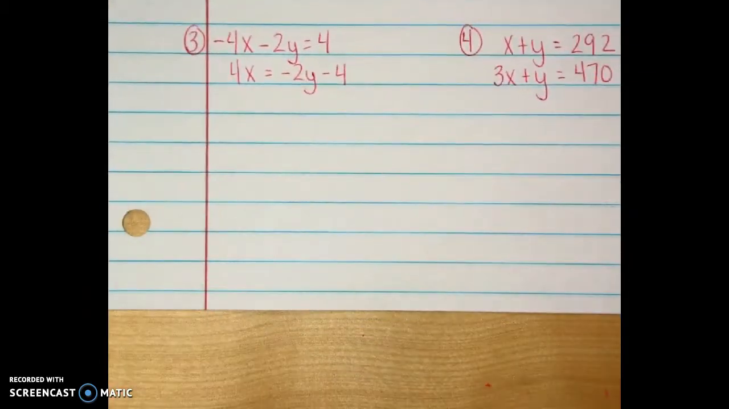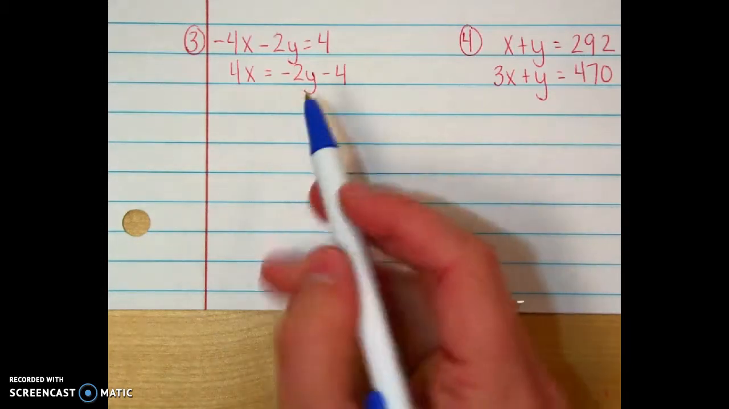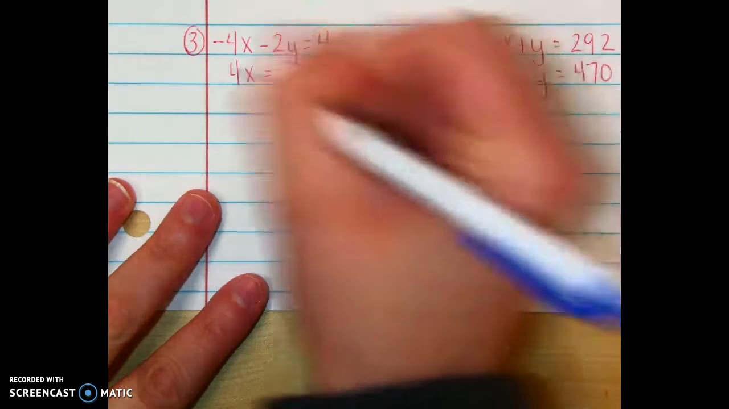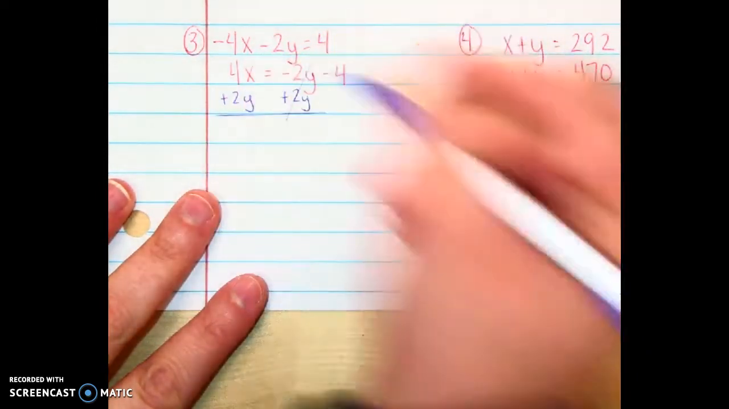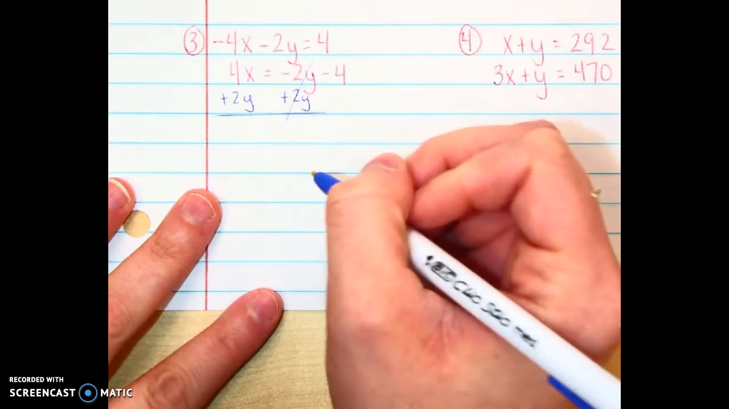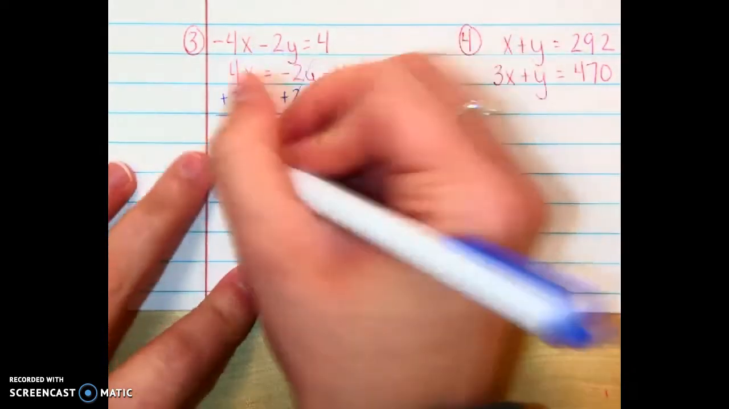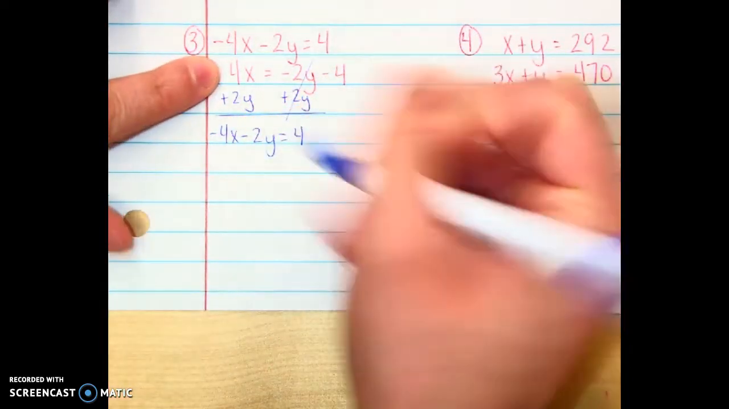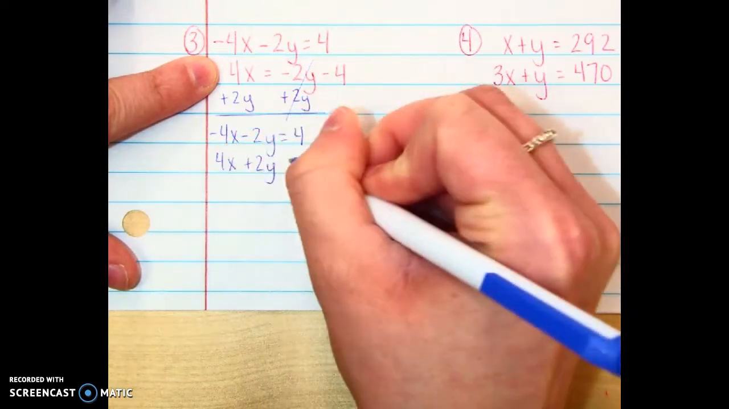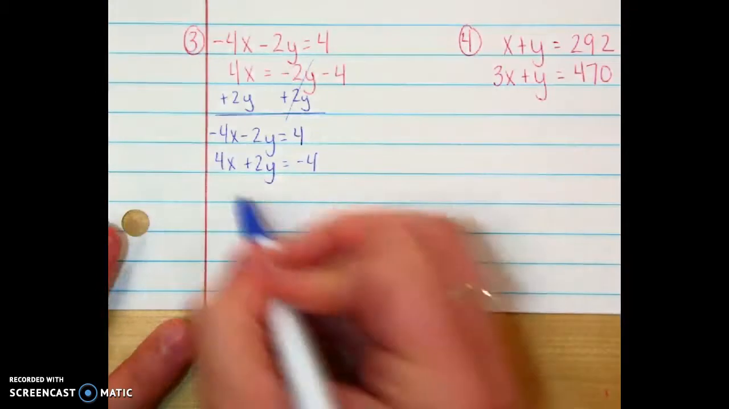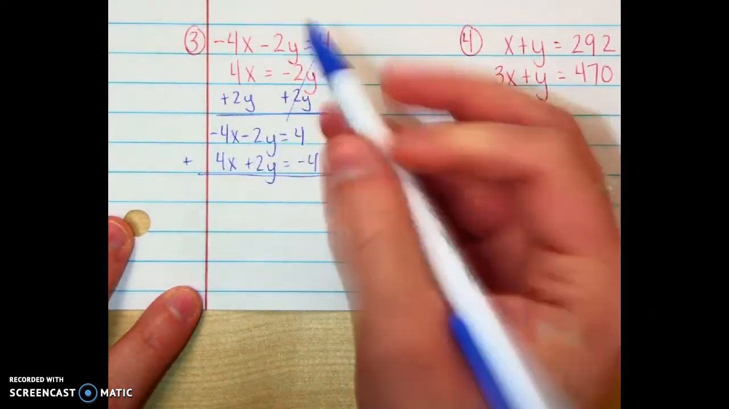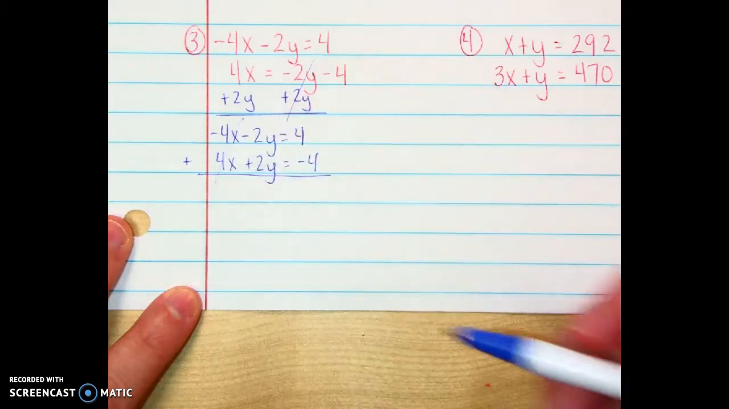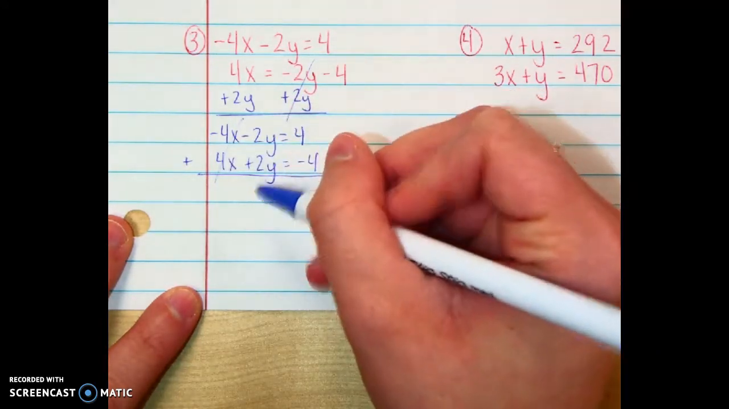Okay, let's look at another one. Here on the bottom one, it is not set up in standard form. So to do that, I need to move this 2y over, so I'm going to add 2y to both sides. And when I do that, I'm just going to rewrite both equations now so I can easily cancel stuff out. So the first equation is negative 4x minus 2y equals 4. And this equation up here would become 4x plus 2y equals negative 4. I'm going to add them together because I see I have some opposites here. Negative 4x plus 4x, those are gone. Negative 2y plus 2y, those are also opposites, so those are gone.